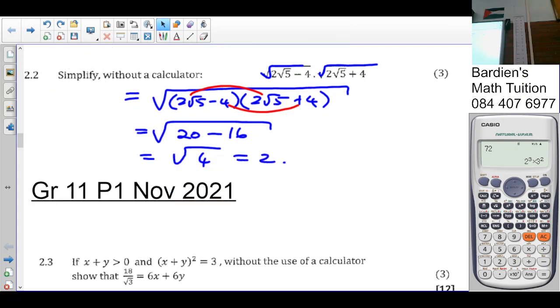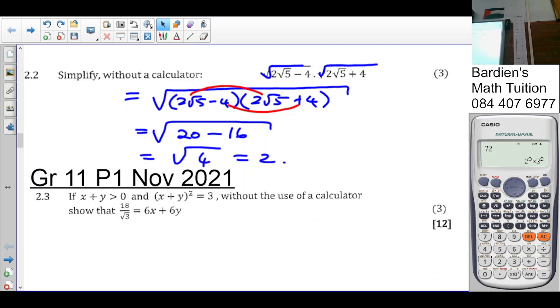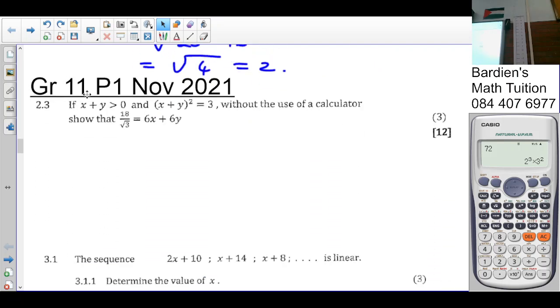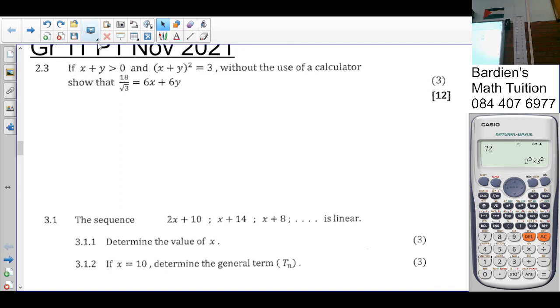Okay. Can you believe the paper was so easy? You can't believe it. Okay.